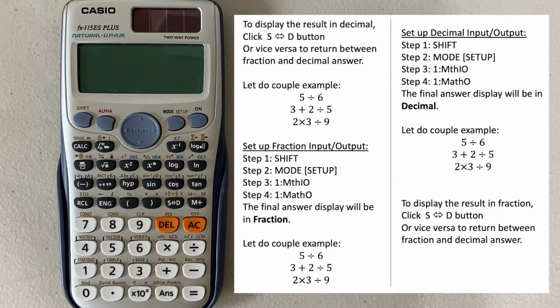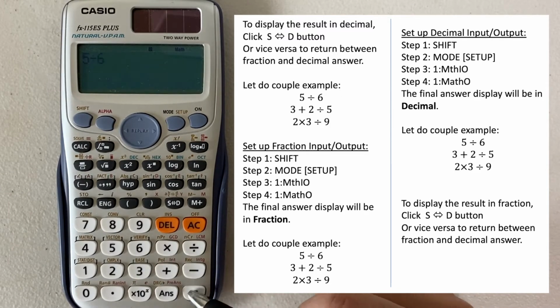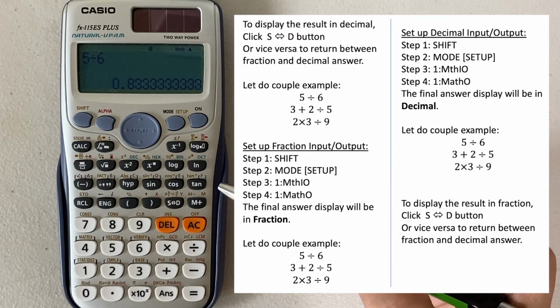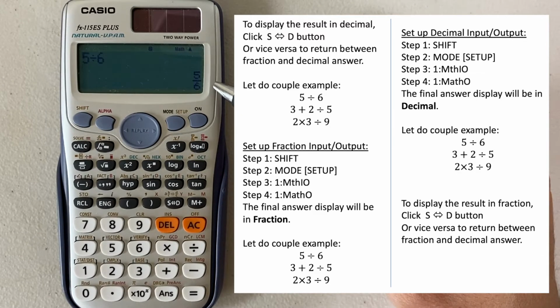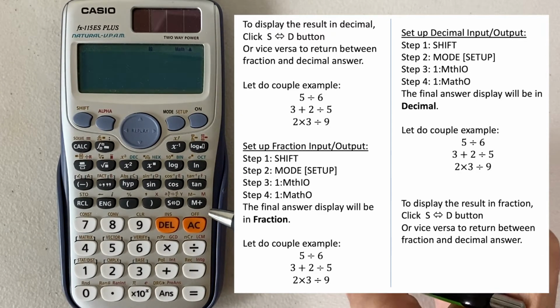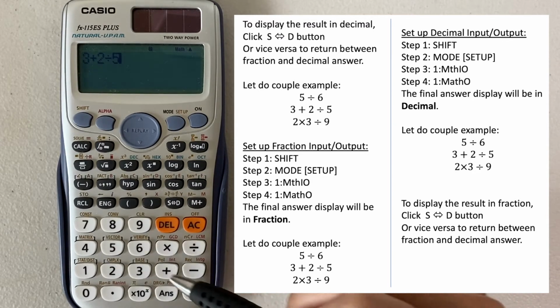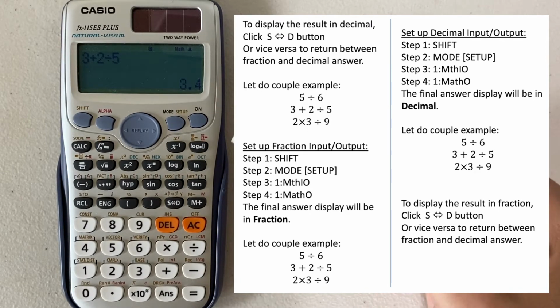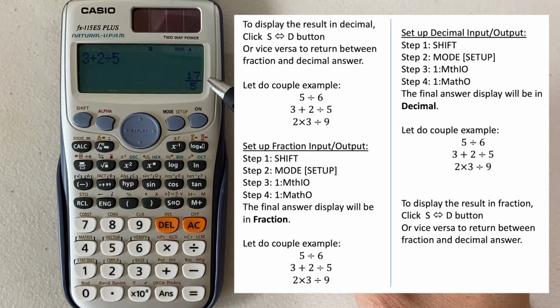Let's do a couple of examples right here. So let's say you have 5 divided by 6 and you have 0.8333. To get to the fraction, click this button. Here you have 5 over 6. How about 3 plus 2 divided by 5? Here you have 3.4, and you can change it by pressing this button right here, the back and forth arrow, and then click it. It's 17 over 5.